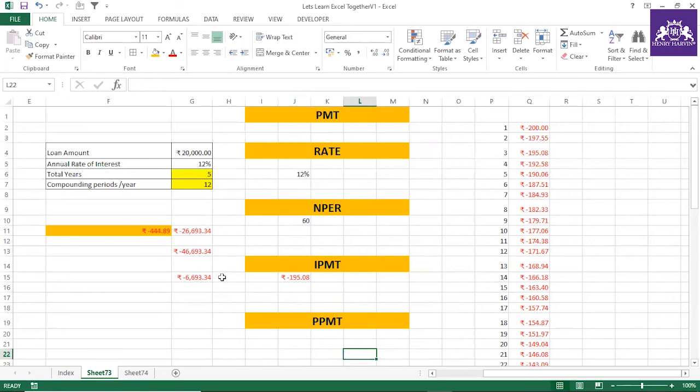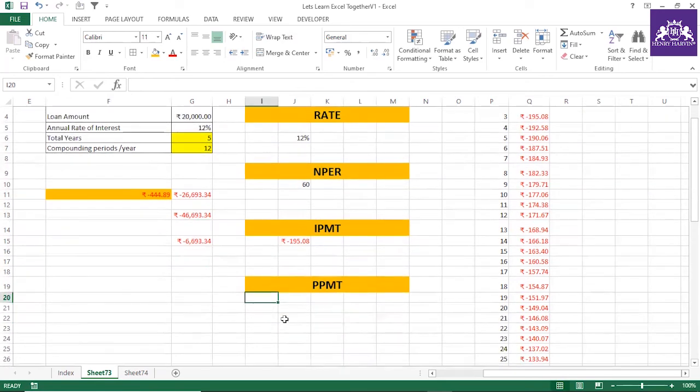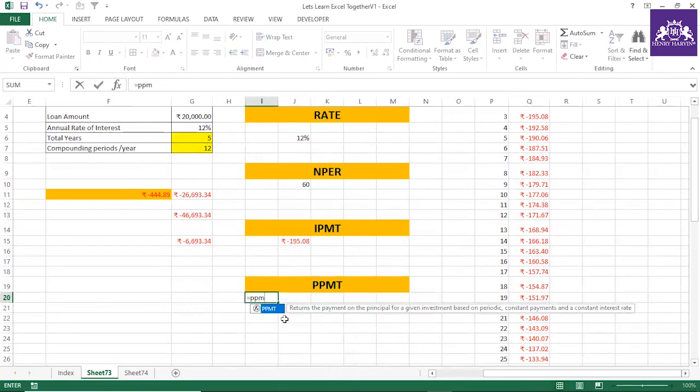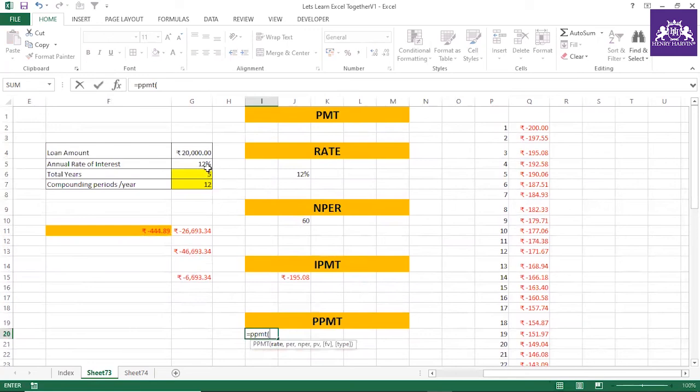PPMT means total principal value, guys. Okay, so what is the requirement of the PPMT function? You can see the PPMT function needs a rate. Now, what is rate, guys? This is the total rate.